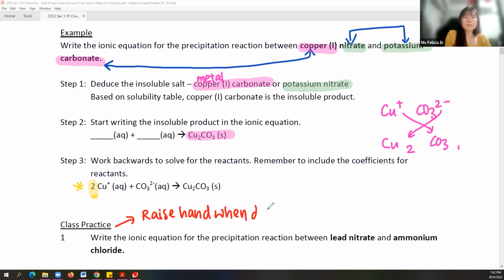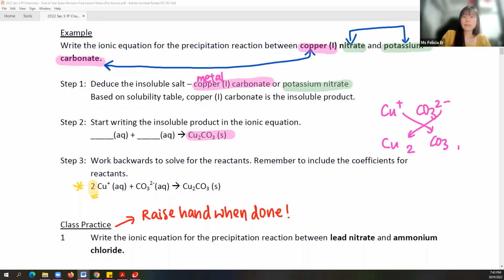By the way, for those who came in late, you are required to print out a copy of this worksheet, which was actually emailed to you. If until now you still don't have this copy of the notes, can you let me know now so that I can send you the link for this worksheet? If you don't have this worksheet, let me know.